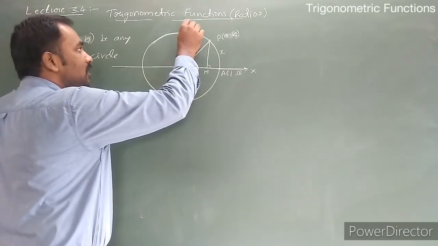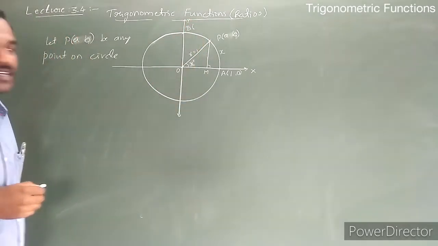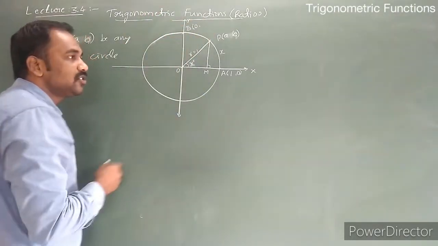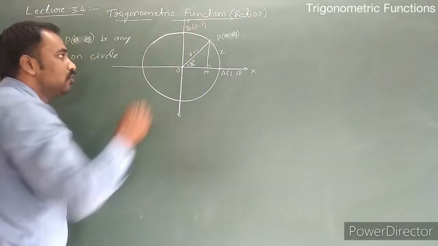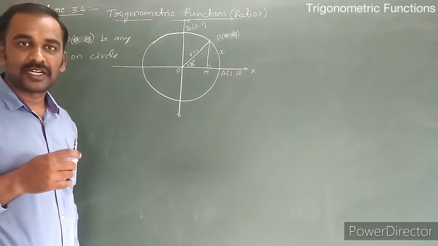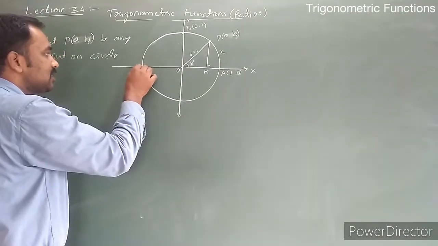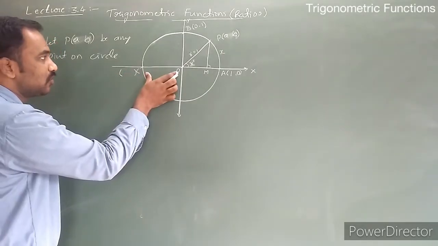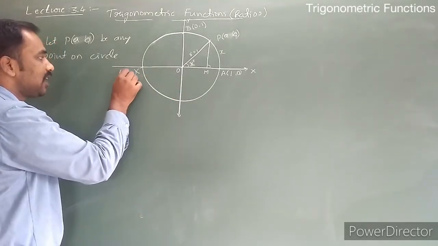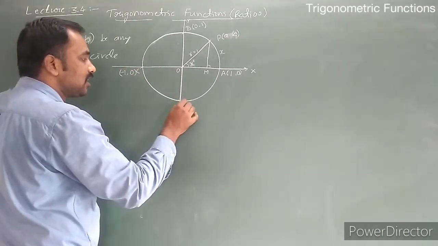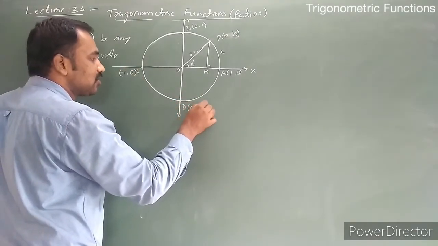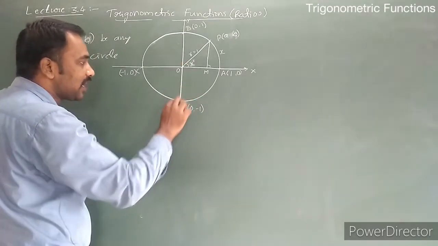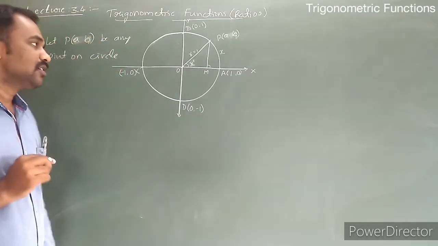Similarly, here is one point, B. Can you say the coordinate of B? The point B is on the y-axis. Y-axis means the x coordinate is 0, the y coordinate is 1. That means OB is the radius of the circle. Next, I consider this point as C. It is on the negative side of the x-axis. OC is the radius of the circle. So minus 1 comma 0. And similarly D is 0 comma minus 1. D is on the y-axis, the x coordinate is 0, and the y coordinate is on the negative side, so that is minus 1.